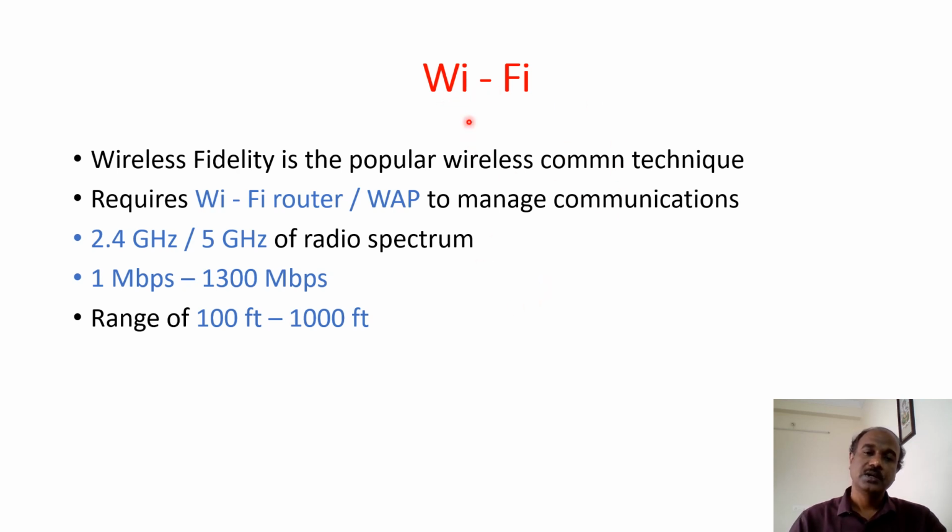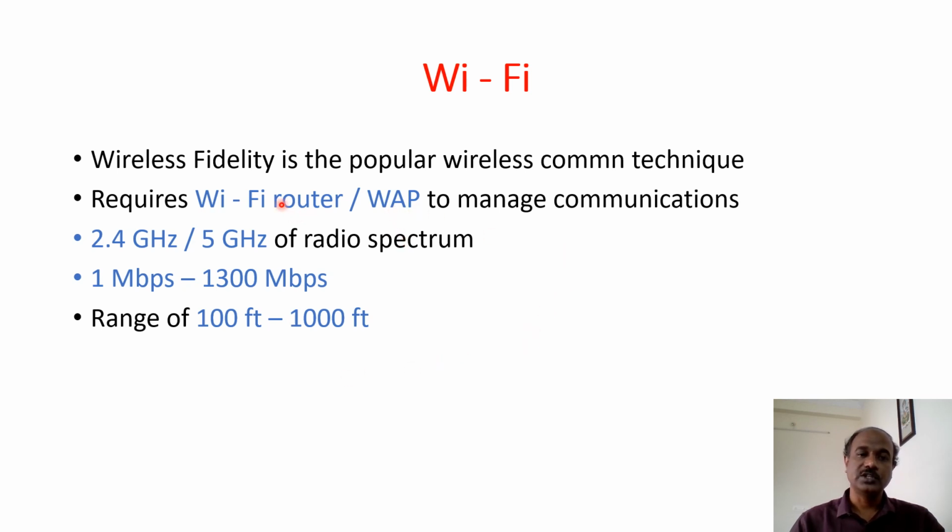Now for implementing this Wi-Fi, we need a wireless Wi-Fi router or a wireless access point. As you might have seen in some public places or in railway stations, there is a wireless router placed somewhere. When you go near that wireless router, you will get a wireless signal. That is why for using Wi-Fi we need a Wi-Fi router or a wireless access point.